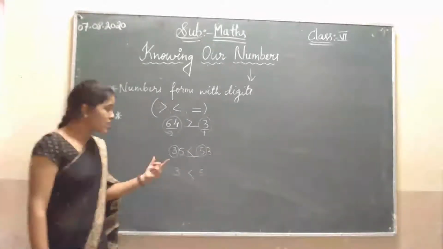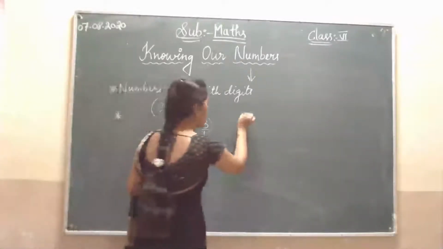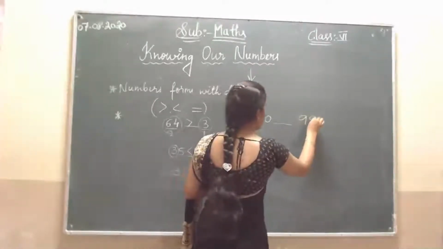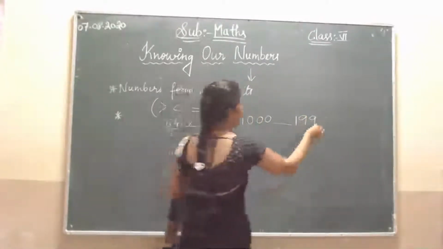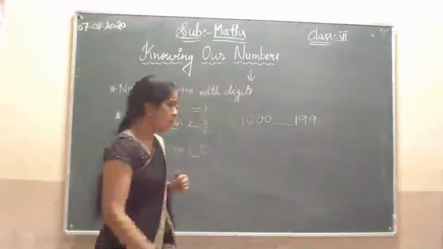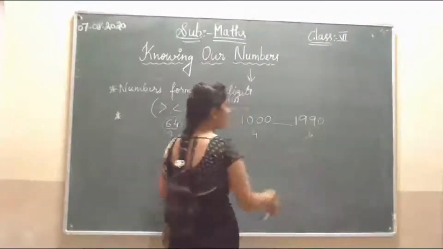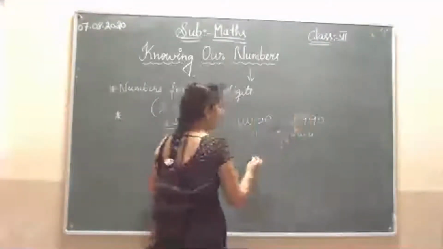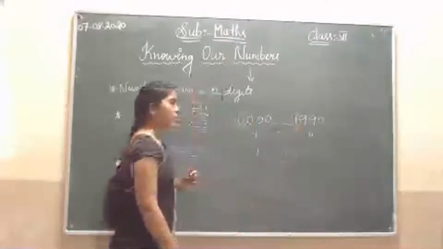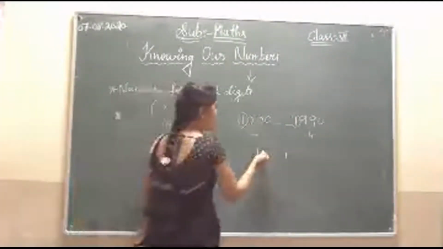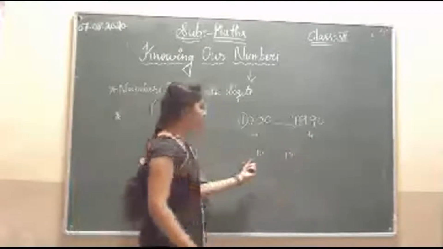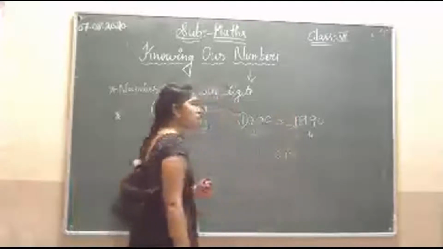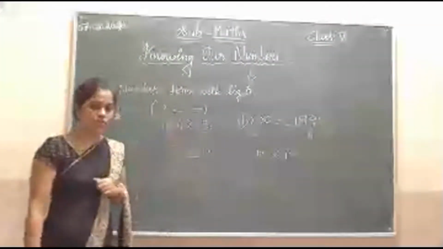Like this, take another example: 1000 and 1919. This is also a 4-digit number. Compare the first digit: this is 1 and this is also 1. See the next place. Here there is a 0 and here 9. So 10 is less than 19. So 1919 is greater than 1000.